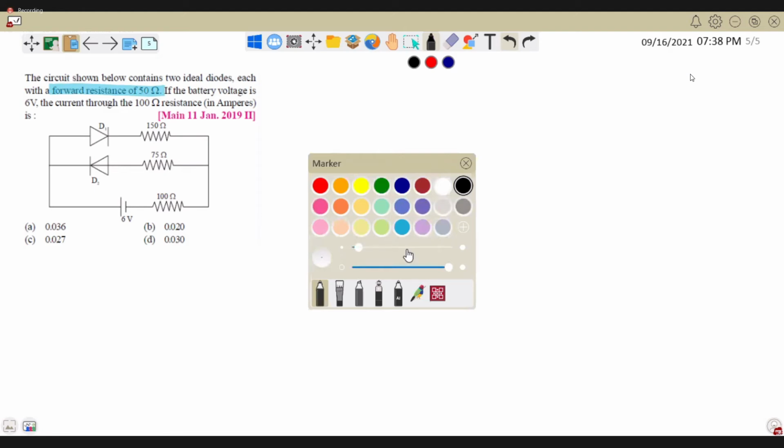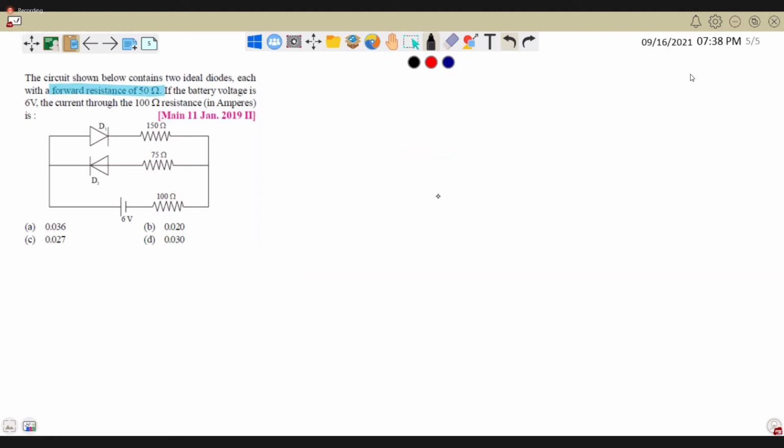So, see, D2 is in reverse bias, isn't it? So no current will go through D2. This is forward bias. So your current is voltage divided by 50 plus 150 plus 100, divided by 300.